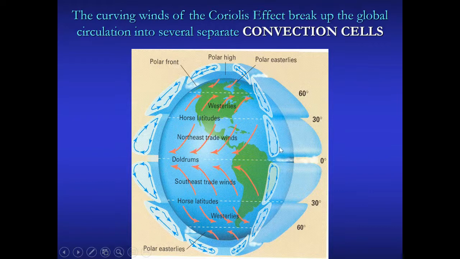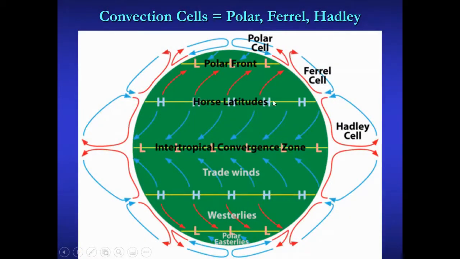And so, because the Earth is rotating, because of the Coriolis effect, the surface winds break the Earth's circulation up into three separate convection cells in the north and three separate convection cells in the south. That actually provides for three different kinds of surface winds. We have the trade winds in the lower latitudes, the westerlies in the middle latitudes, and the polar easterlies in the higher latitudes. Here's another look at them.